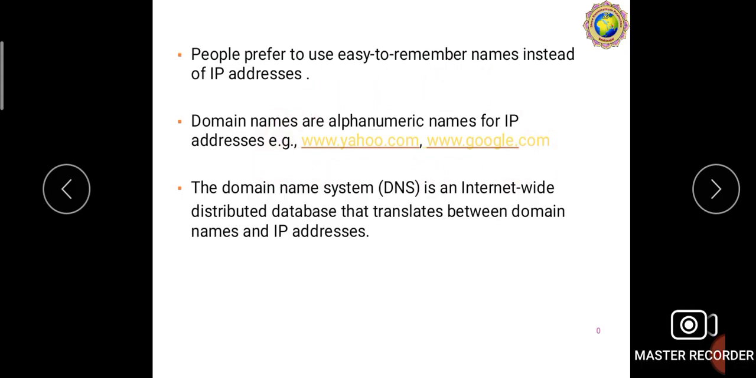So the domain name system is an internet-wide distributed database that translates between domain names and IP addresses. Once again, keep in your mind, this is a very important concept for DNS: the domain name system is an internet-wide distributed database that translates between domain names and IP addresses.